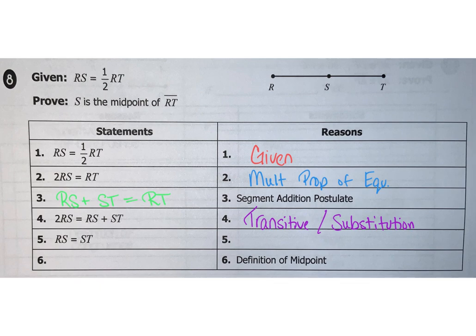Now let's look at this. We now have 2RS becomes 1RS. RS plus ST becomes just ST. What did they do to both sides of this, Preston? Yeah, they subtracted RS from both sides. What rule tells me I can subtract something from both sides of an equation? The subtraction property.